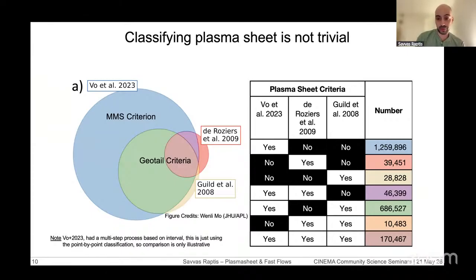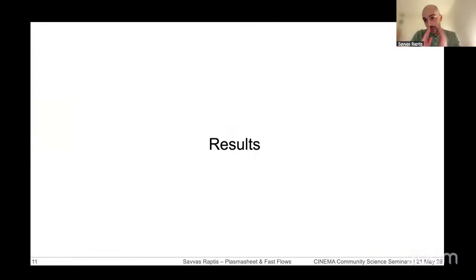I'll try to briefly talk about that later, but the key point here is just that it's always nice to check with different combinations of criteria and thresholds whether the statistics we obtain are always the same or not. So with this intro, I will start showing the results of our work.